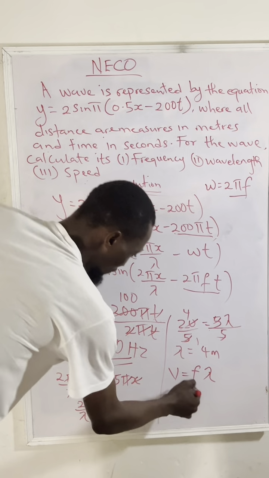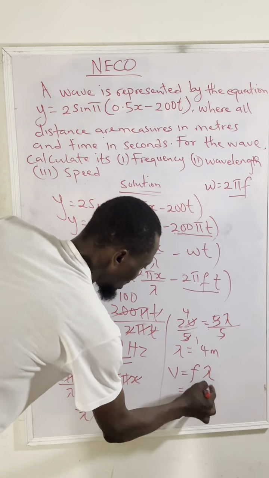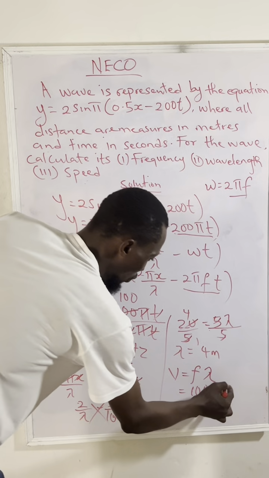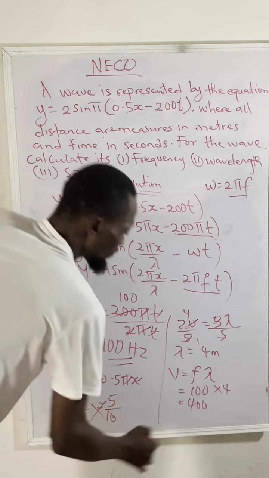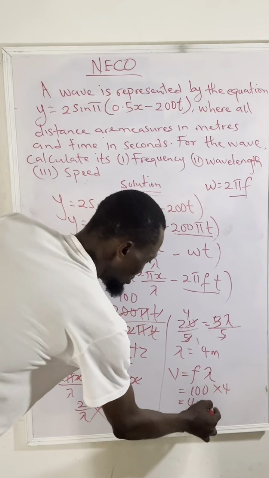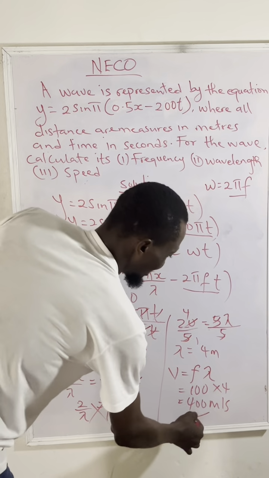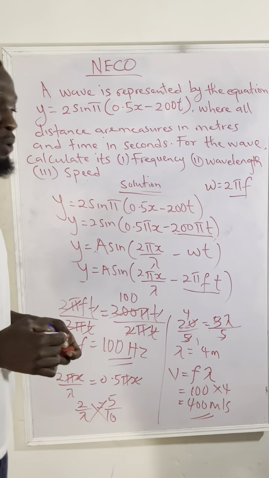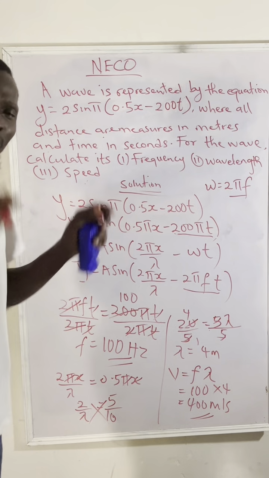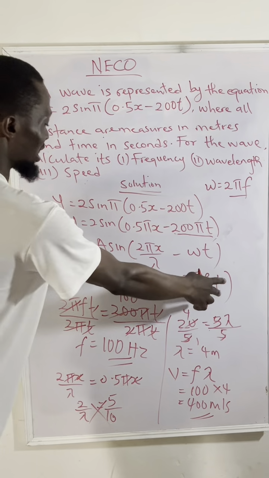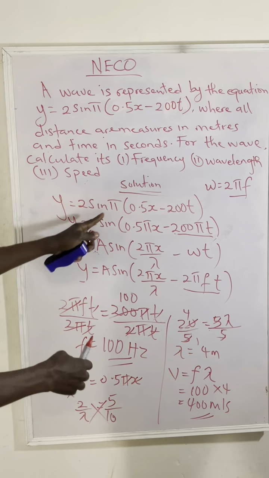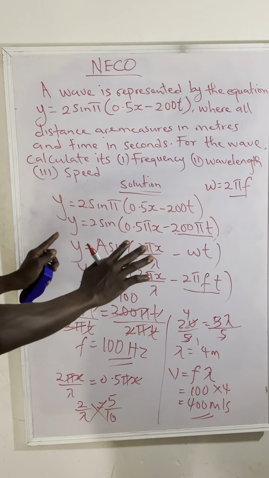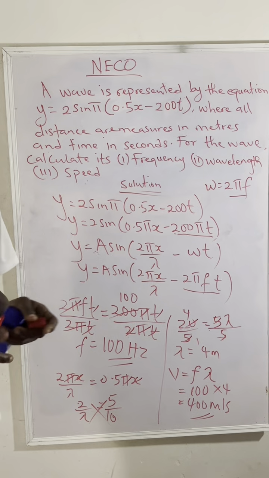So here, this is going to be the frequency, which is 100, times the wavelength, which is 4. We're going to have 400 meters per second, and that is our speed of the wave. You can see that this is very simple. Just find the general equation and compare it with the given equation. Remember, know how to do the comparison, and that is that. Thank you.